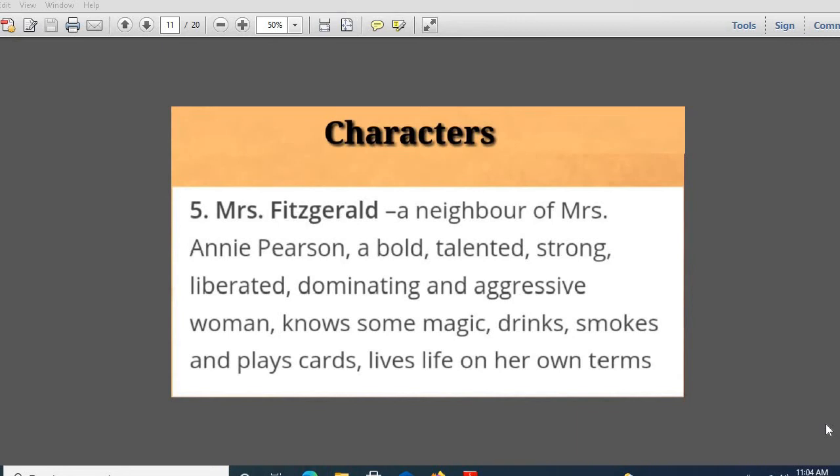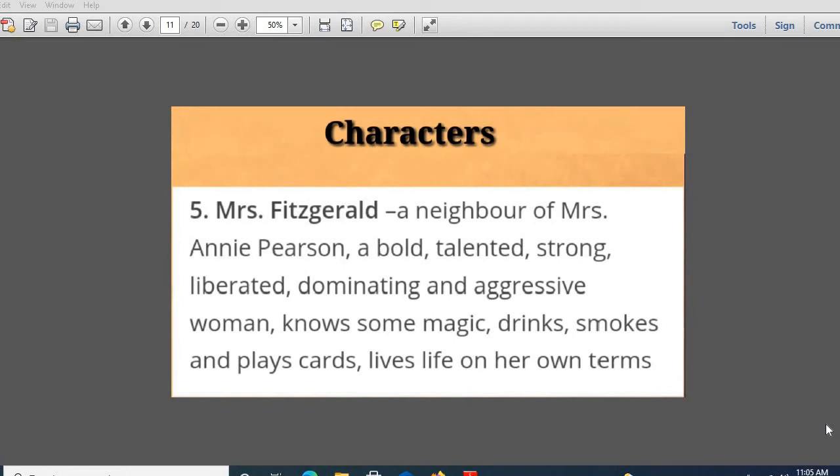That is the reason she is totally different from the character of Mrs. Pearson. Because as I told you all yesterday, Mrs. Pearson gives us an image of an ideal housewife and an ideal mother. But can we consider Mrs. Fitzgerald to be ideal? No, because she is independent, dominating, arrogant, aggressive, and of course there is a lot of change. In comparison with the character of Mrs. Pearson, we find her character to be totally different.